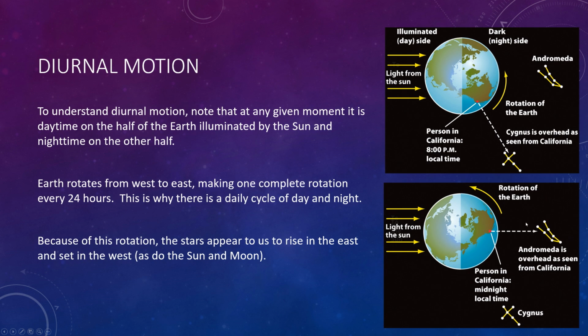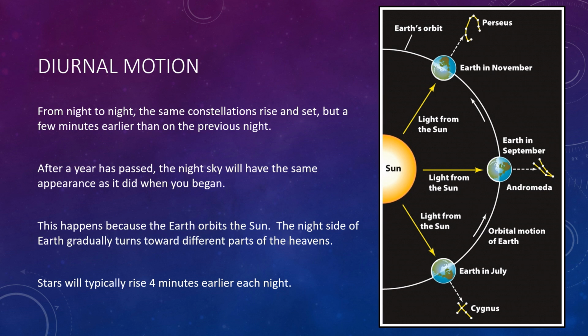The Earth is rotating about its axis, so as a result, you might see Cygnus overhead at 8 p.m., but just a few hours later, you see something different overhead. So Cygnus will have moved across the sky relative to you. So that's the diurnal motion. So again, I apologize for missing that slide. Okay, so let's continue on then.